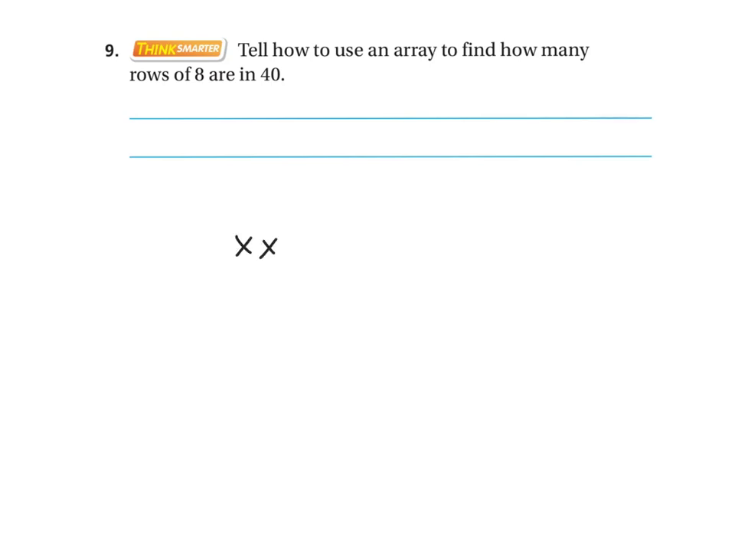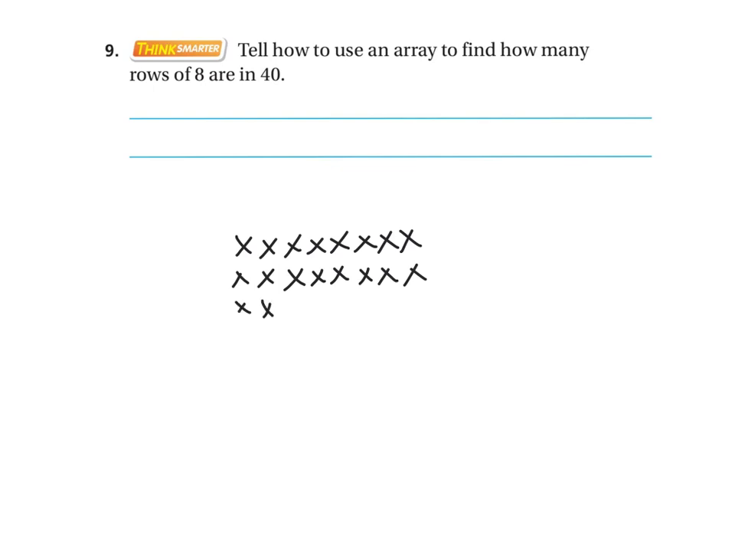1, 2, 3, 4, 5, 6, 7, 8. Continuing, because I'm not at 40 yet, 9, 10, 11, 12, 13, 14, 15, 16. I'm still not at 40.